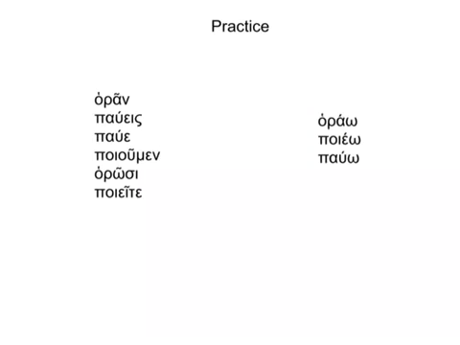So get a little bit of practice here. I've given you the first principal part of these verbs, horao, poieo, and pauo. What I want you to do is to take these six forms and change them from active to middle voice. Go ahead and pause the video. I'll give you a few seconds before I put the answers on the screen.